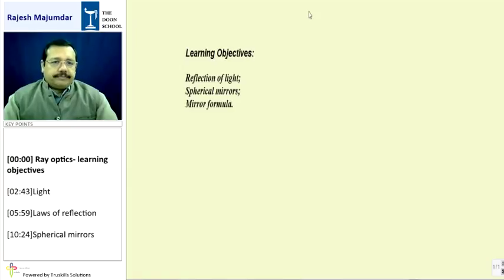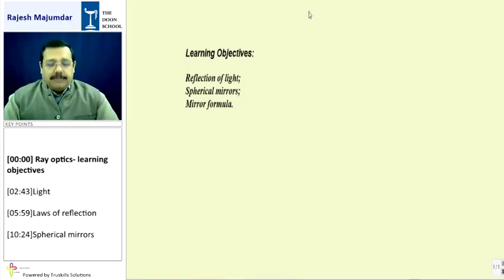So today's learning objectives are to understand reflection of light, and then quickly we will move to spherical mirrors. This is the first teaching topic. We will only take up reflection of light and spherical mirrors. And in the second teaching point, we will derive the mathematical formula for spherical mirrors, which is known as the mirror formula.